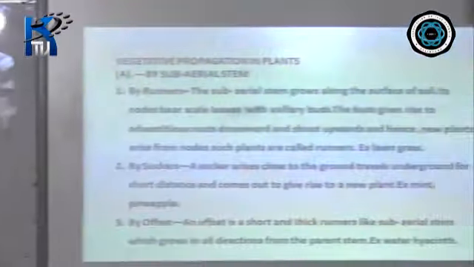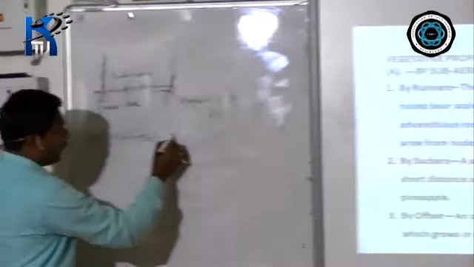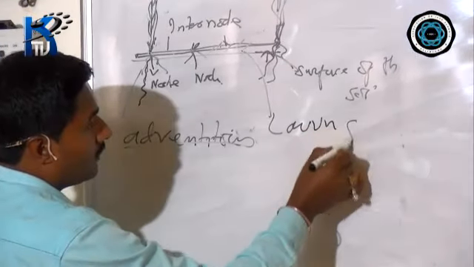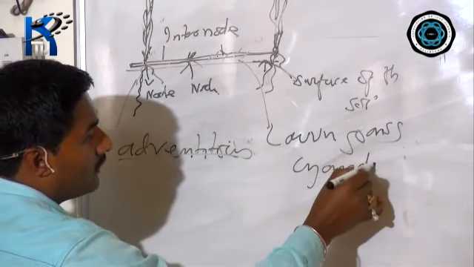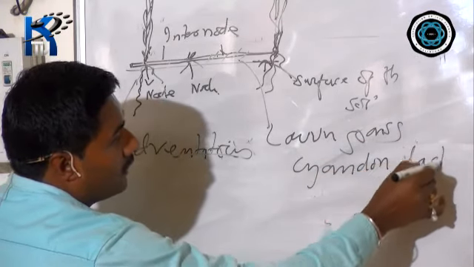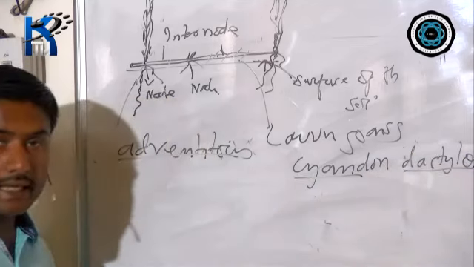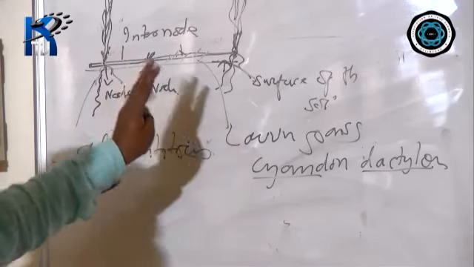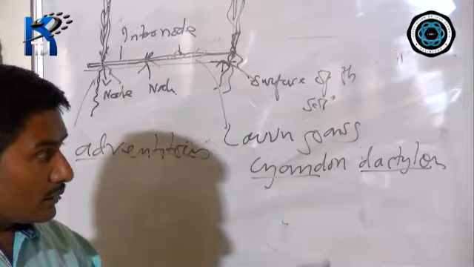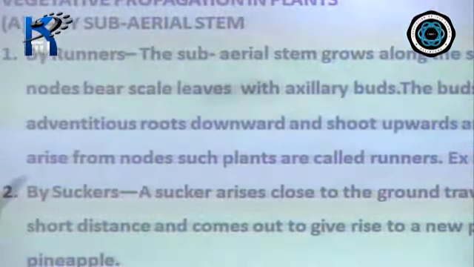Now, where do you often observe this? You observe it in a plant, lawn grass. In lawn grass, that is Cynodon dactylon. So when I say Cynodon dactylon, that is doob grass, lawn grass. You observe this. Now another type of subaerial stem is by suckers.